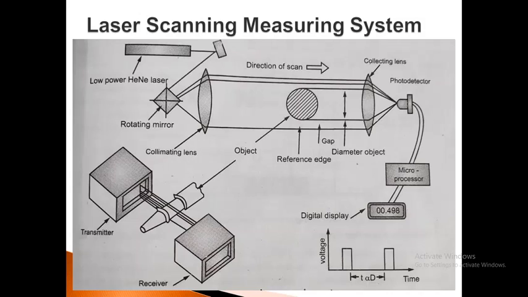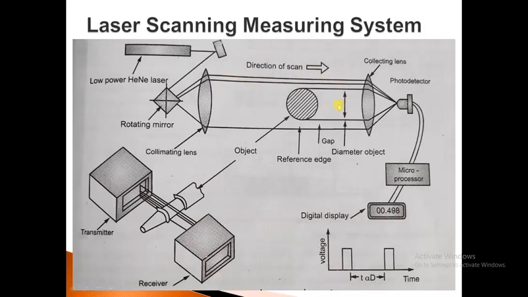Here a mirror is there, it is nothing but a rotating mirror, and what it does is produce a beam of light that sweeps past an object. Here you can see the direction of scan is in this direction.